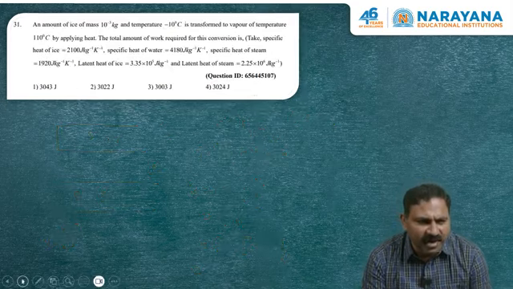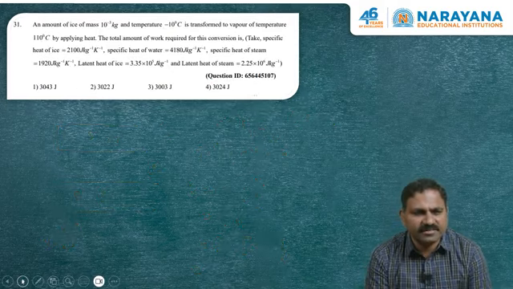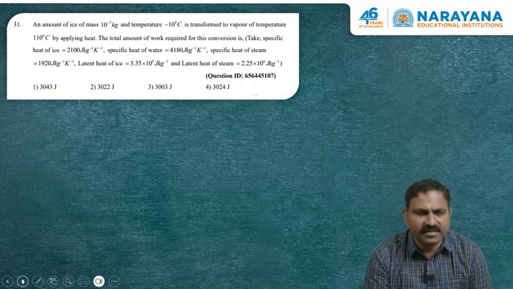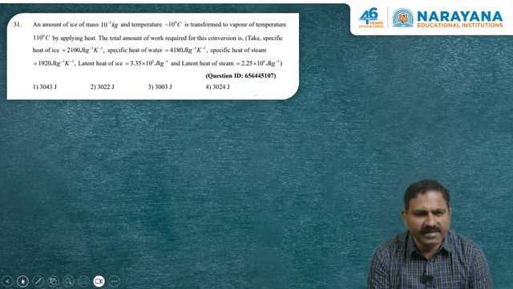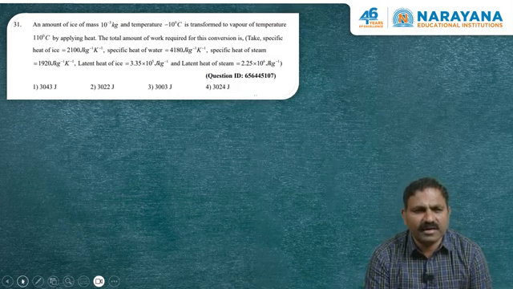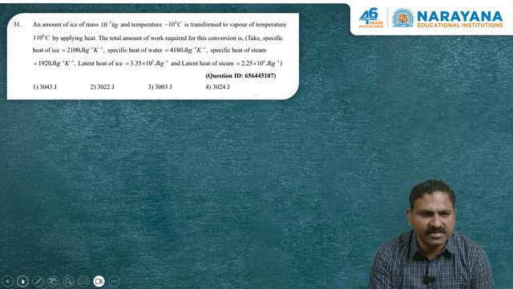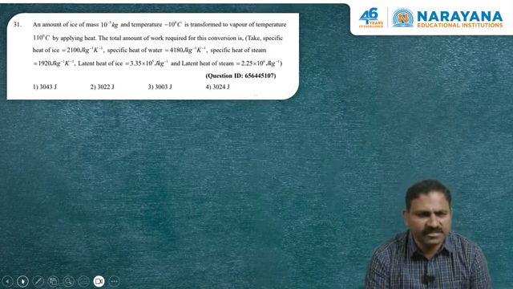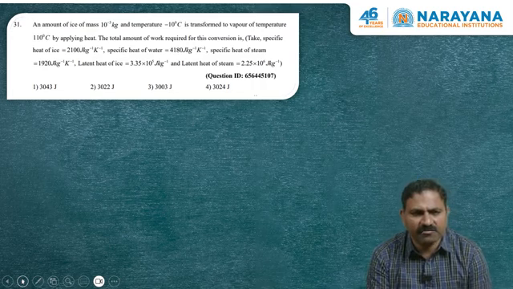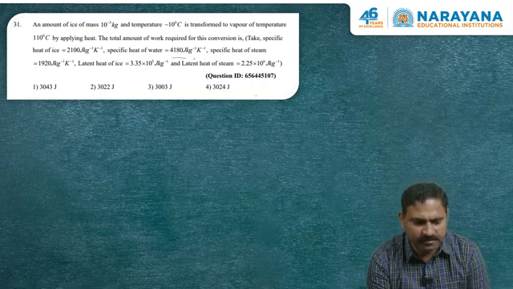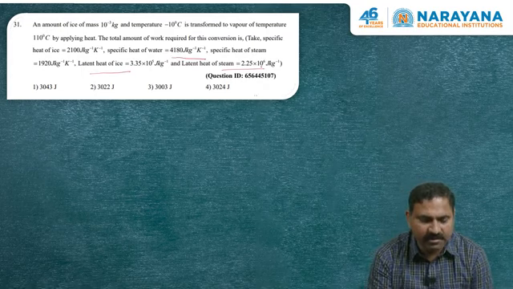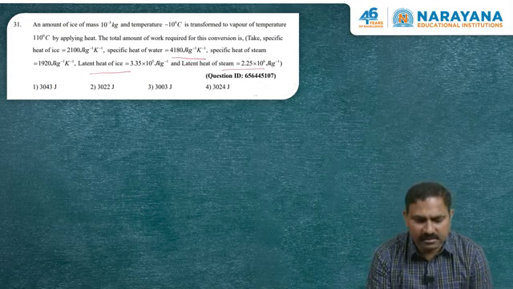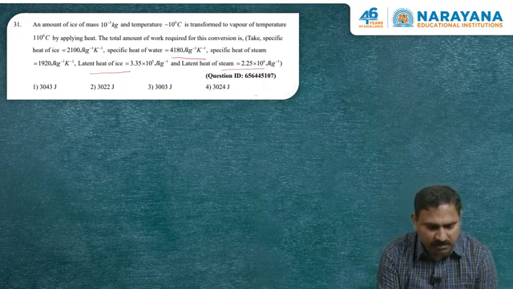An amount of ice of mass 10 power minus 3 kg and temperature minus 10 degrees centigrade is transferred to vapor of temperature 110 degrees centigrade by applying heat. The total amount of heat required for this conversion is. So given that specific heat of ice, specific heat of water, specific heat of steam, latent heat of ice and latent heat of steam, everything is given, but there are many phases here. So let us note all those phases.